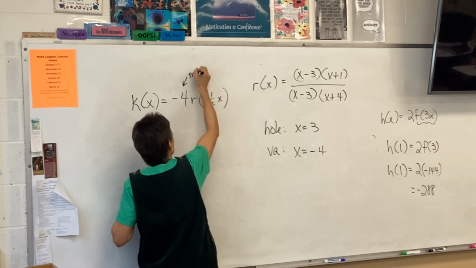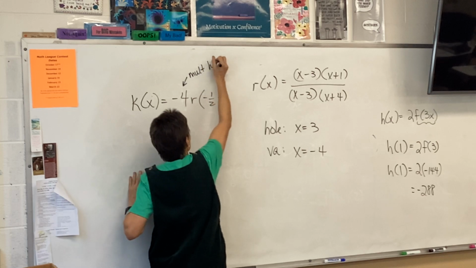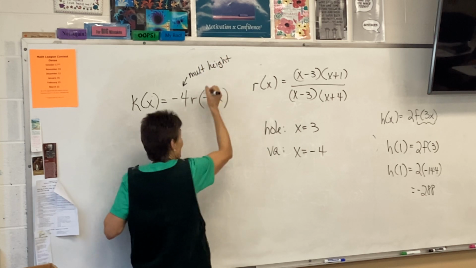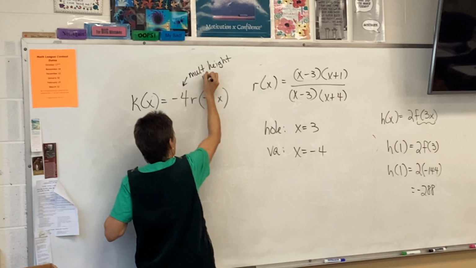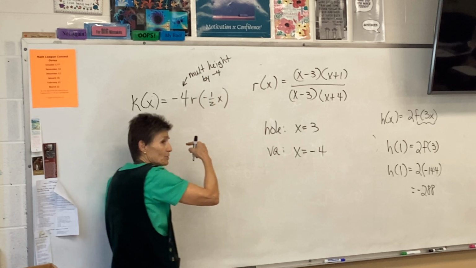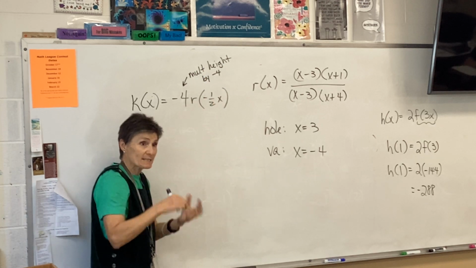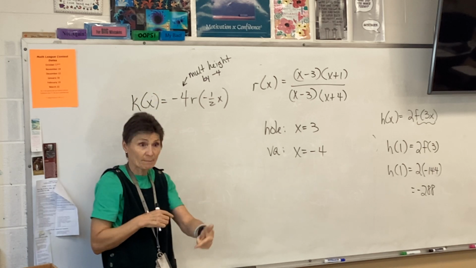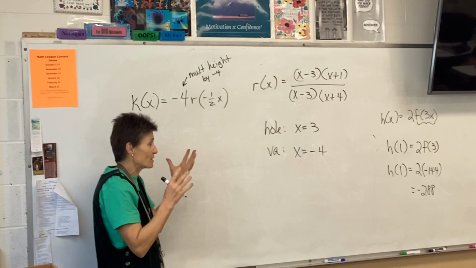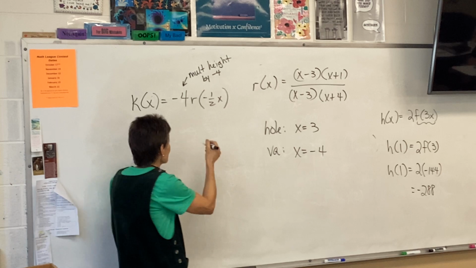It's multiplying the height by -4. What is that negative part going to do? Flip it over. So it's not only going to stretch it, but it's also going to be upside down of whatever the original was.